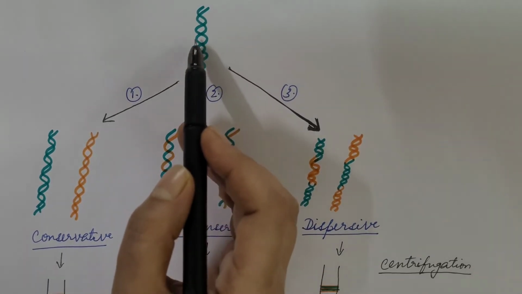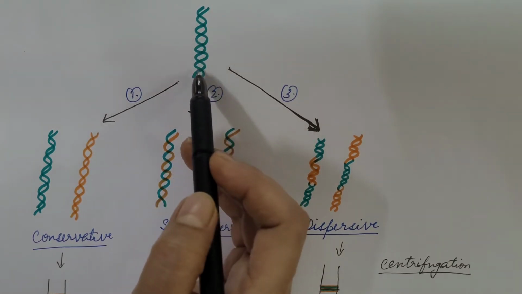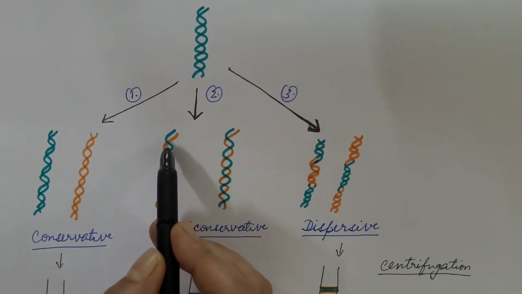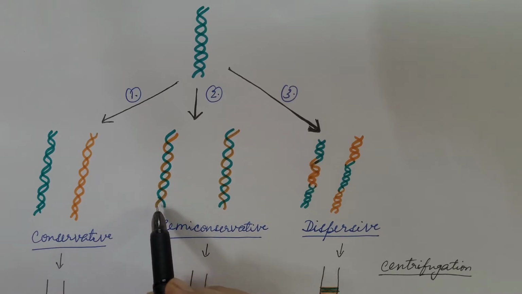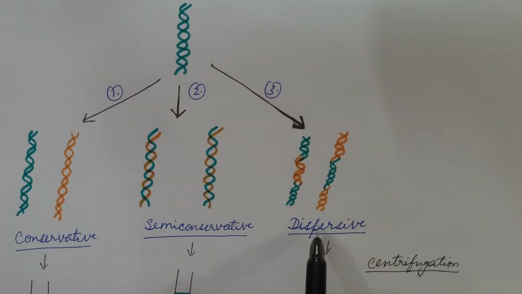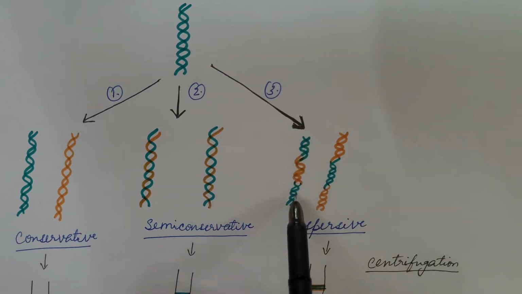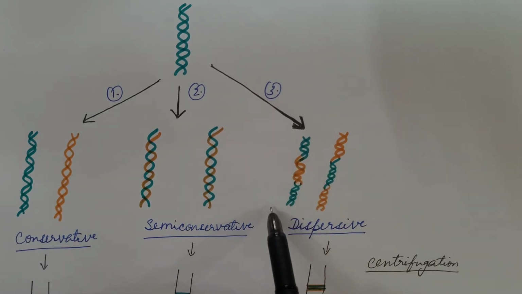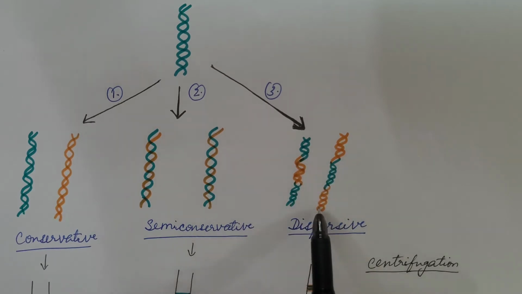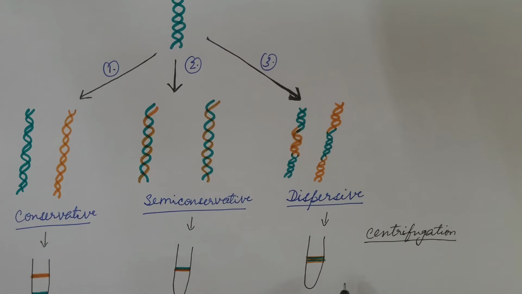In the semi-conservative mode of replication, this is the original DNA, the two strands separate. Now each strand serves as the template and the new strand is synthesized on the basis of complementary base pairing, and density gradient centrifugation will give only one band. Now in the dispersive mode of replication, some parts of the DNA are the original double helix and some are newly synthesized. So some parts are conserved, or the older ones, and some are newly synthesized. And the density gradient centrifugation will give this type of band.